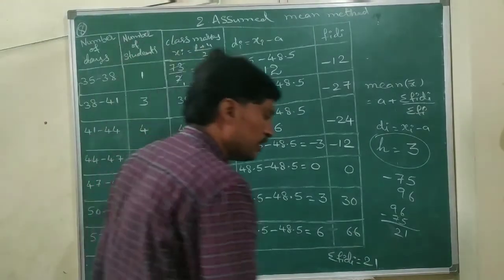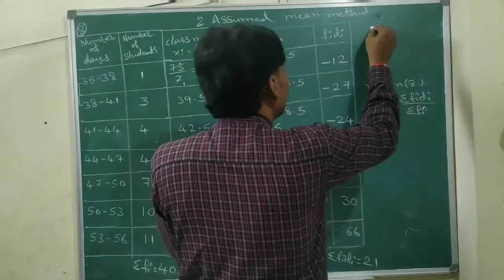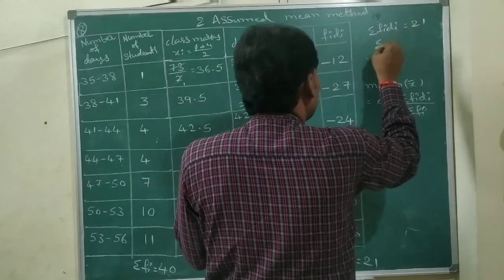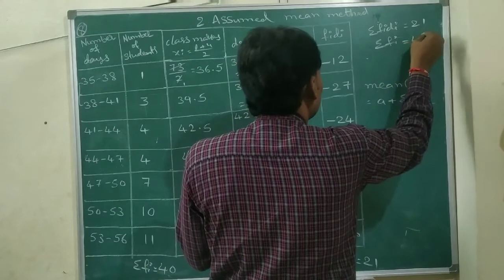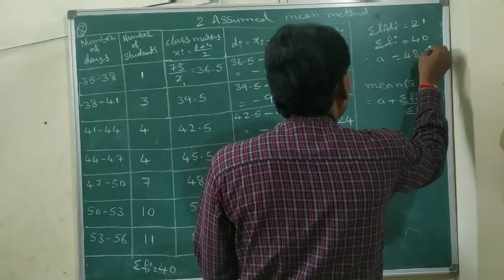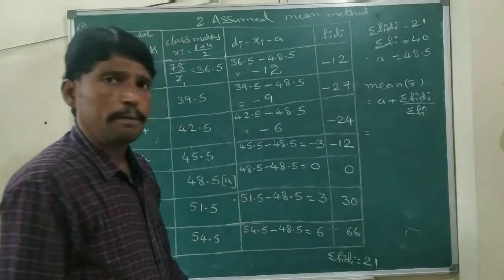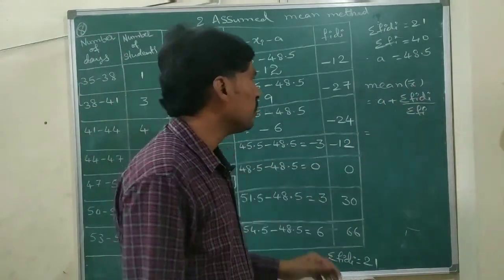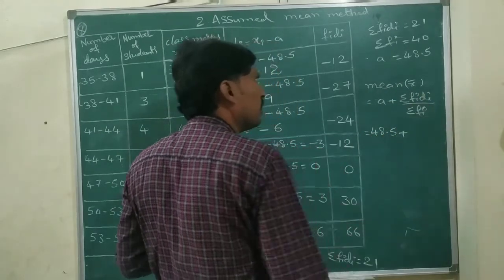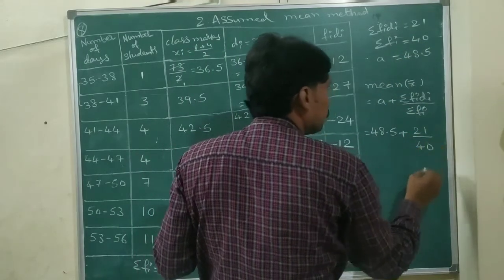Now we apply all these values in the formula. Sigma Fi di is 21, sigma Fi is 40, and the A value we took is 48.5. The mean x bar equals A plus sigma Fi di by sigma Fi, so 48.5 plus 21 by 40.